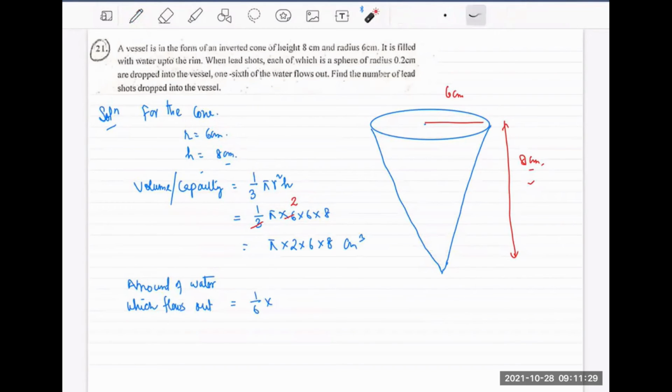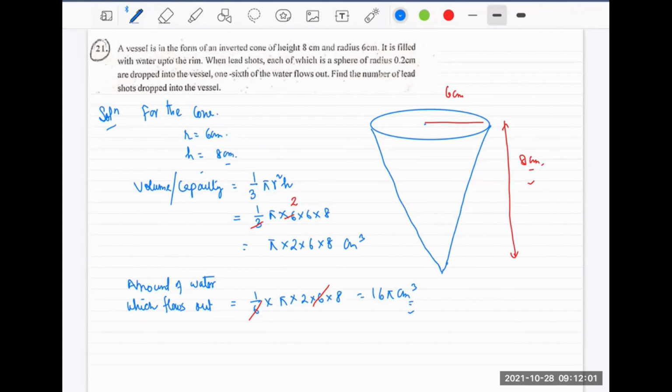How much water was in the container initially? This much water was there initially before we drop the lead shots. So out of this, 1/6 is going to flow out. So 1/6 into pi into 2 into 6 into 8. Now we can cancel out 6 and 6. What is left? 2 8s are 16, right? So 16 pi centimeter cube. This much water has flown out.